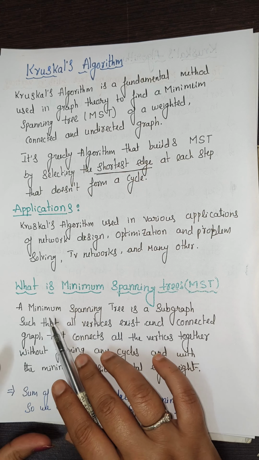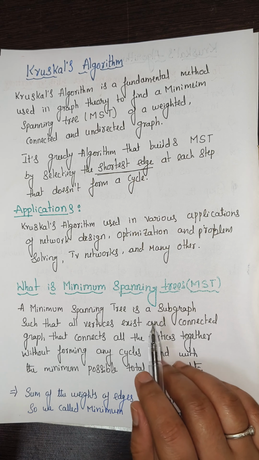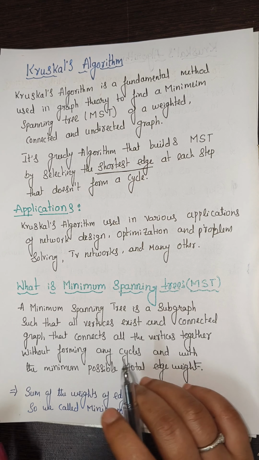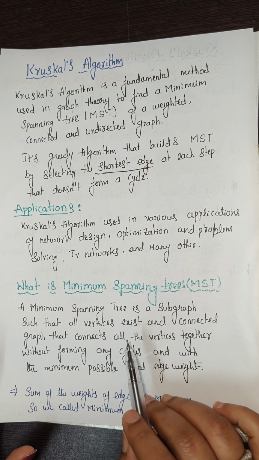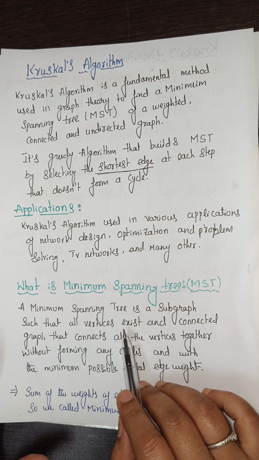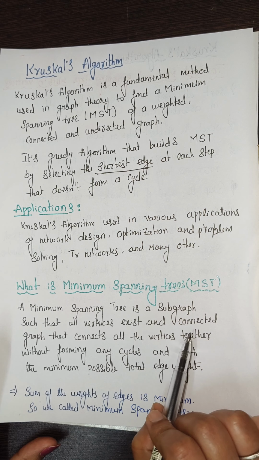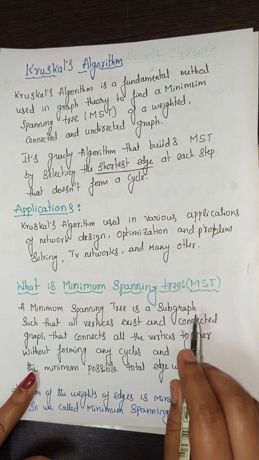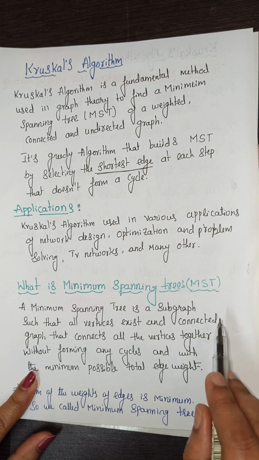A minimum spanning tree is a subgraph such that all the vertices exist. That means all the vertices should be included. Suppose the main graph has 7 vertices, the subgraph should also compulsorily include all the 7 vertices. We'll see this while solving the question. And it should be connected, meaning all the vertices are connected together.